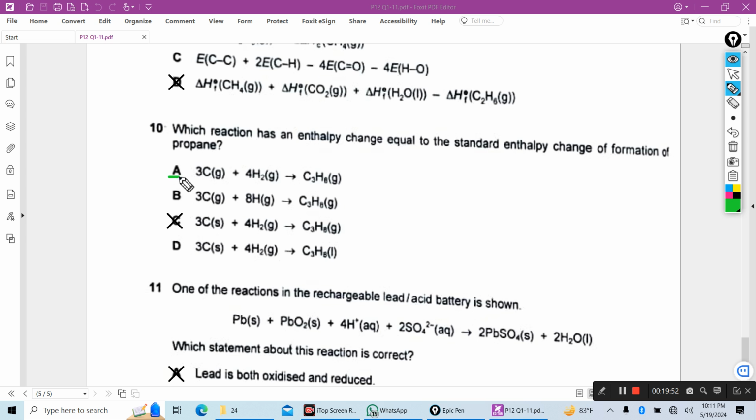But why is A wrong? 1 mole of propane gas is formed from carbon gas, so carbon is not in its standard state. B is wrong. Why? Carbon is not gas, carbon is solid in its standard state, I mean at room temperature. Why is D wrong? Propane is here liquid, but the standard state of propane at room temperature is gas. C is the right answer.